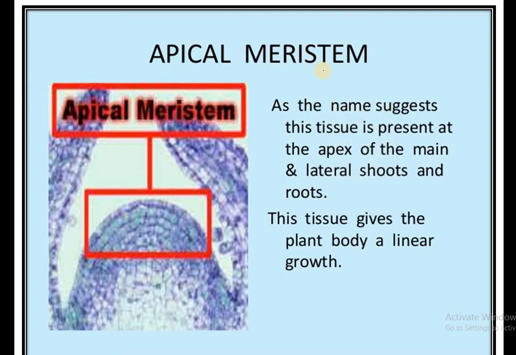The apical meristem. As the name suggests, this tissue is present at the apex of the main and lateral shoots and roots. This tissue gives the plant body a linear growth. Suppose I have a plant, these apical meristematic tissues will be present on the apex or tip of the plant. This is the tip, and this will give the upward growth of the plant. It can also be present in the root, at the tip of the root. Suppose it's a root. These are roots. These meristems are present or located in this region. So the root will be growing in this direction.